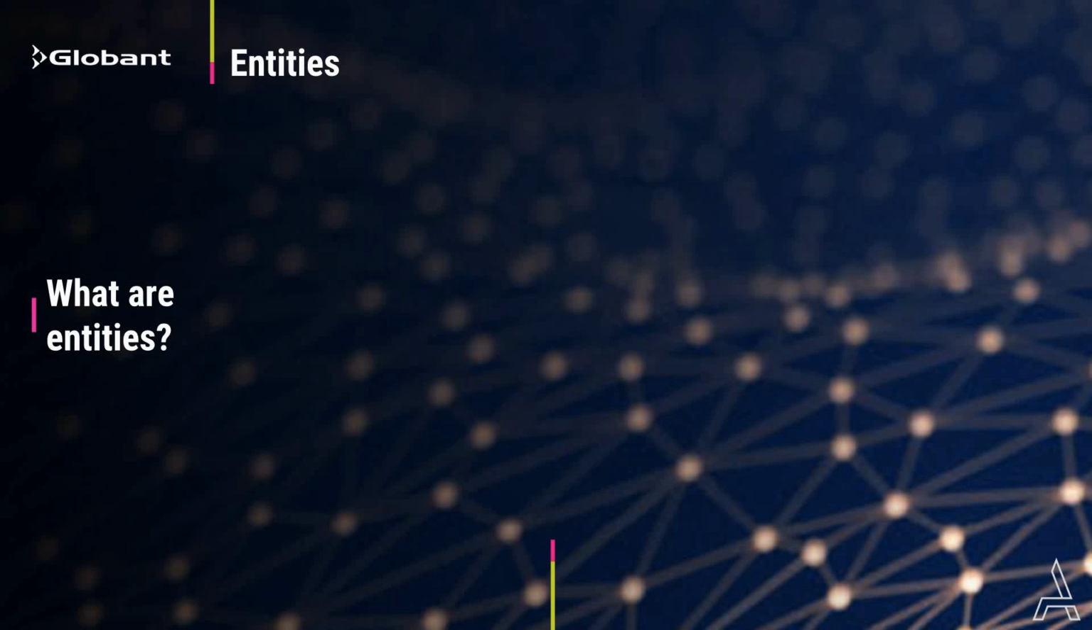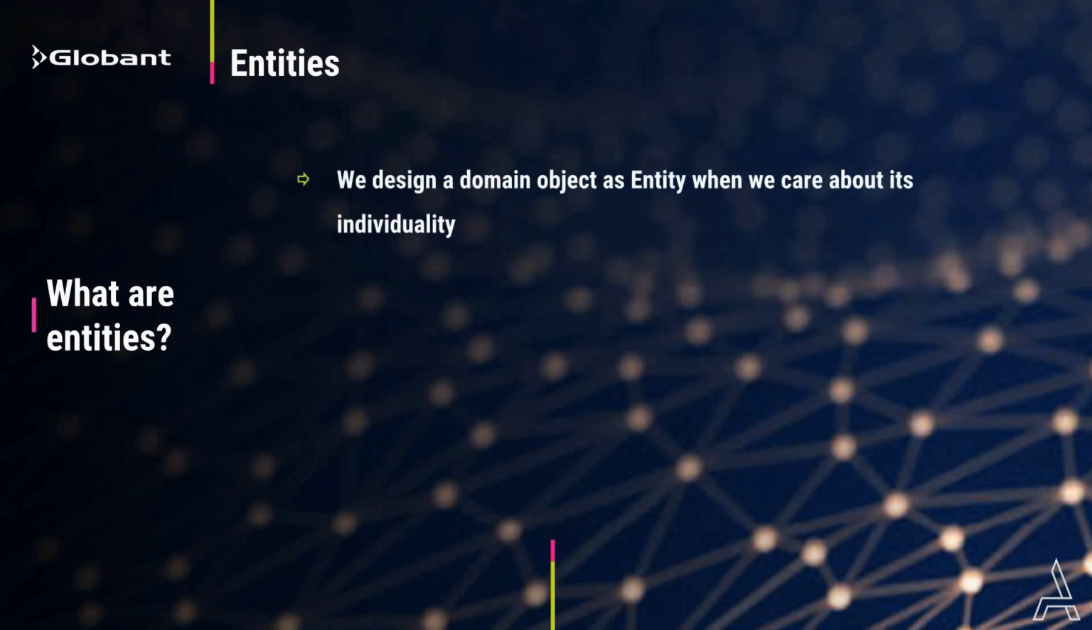Let's start with the entity pattern. Essentially, we design a domain object as an entity when we care about its uniqueness, regardless of its form or history. So, when we distinguish an object by its identity rather than its attributes, then we are talking about entities.